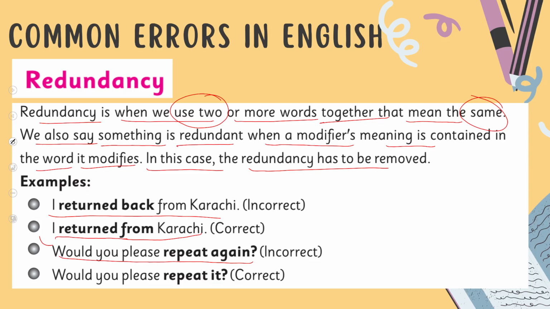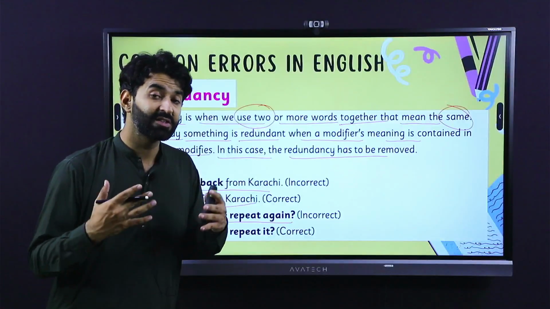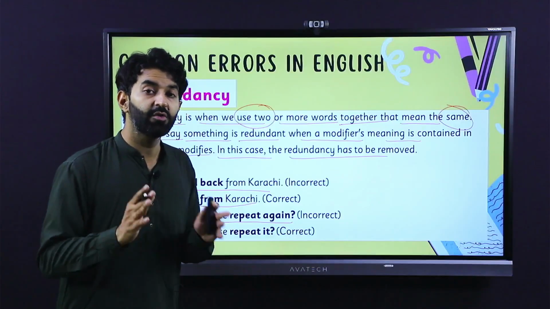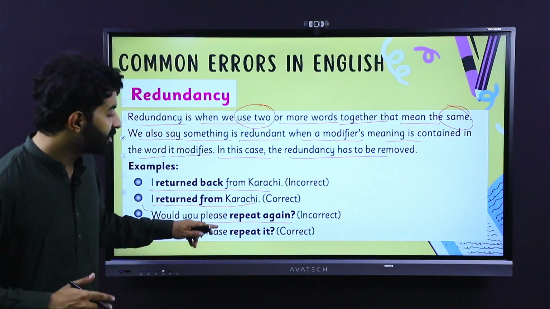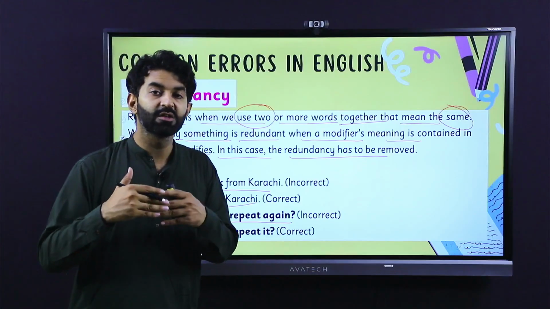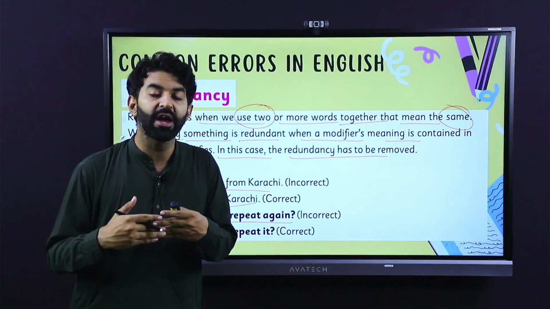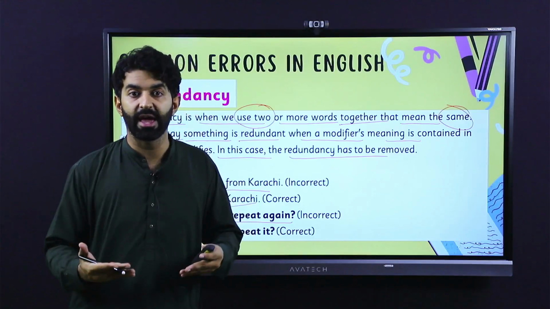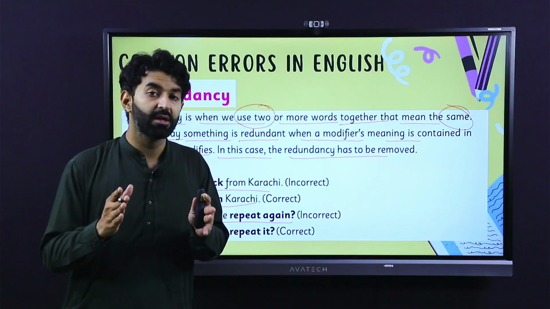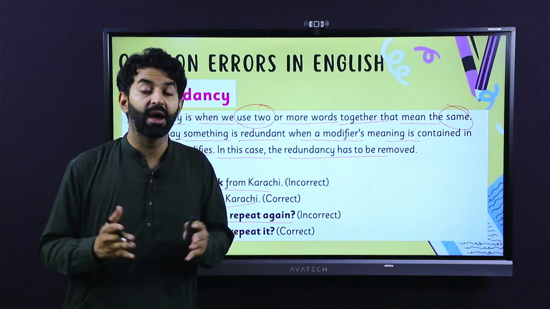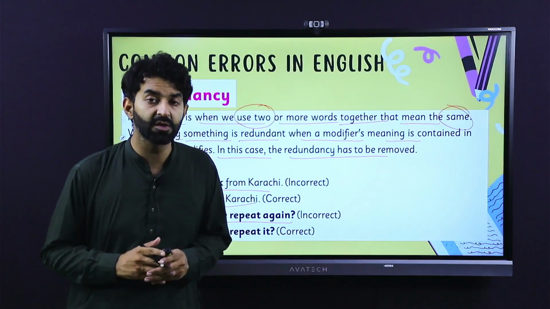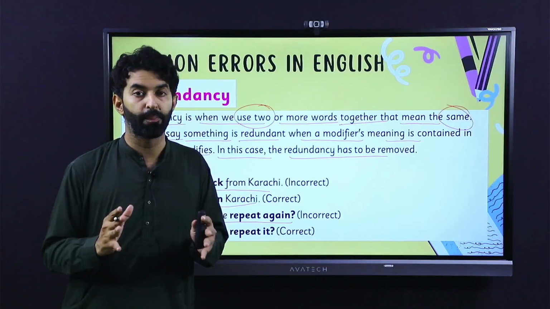If somebody is asking someone to please repeat what he or she has said, instead of saying, would you please repeat again, we would only say, would you please repeat it? Repeating already means saying that again, so you don't need to add an extra "again" with it. This will be called a redundancy. So redundancy should be removed from our sentences to make them efficient and proper.